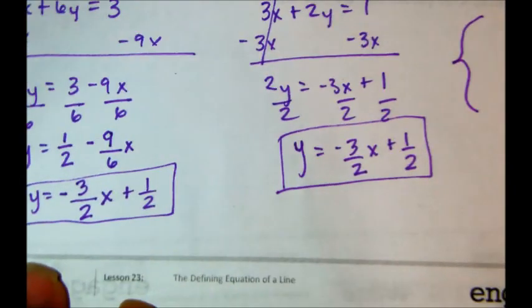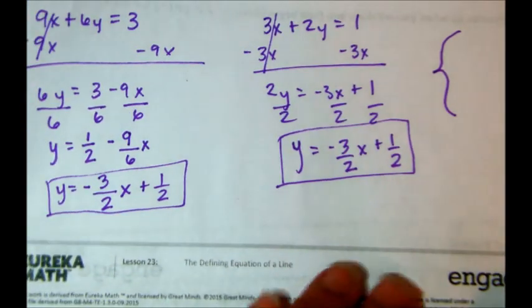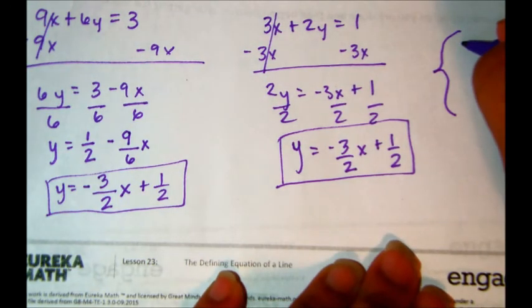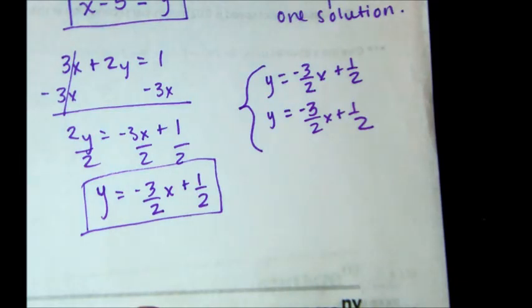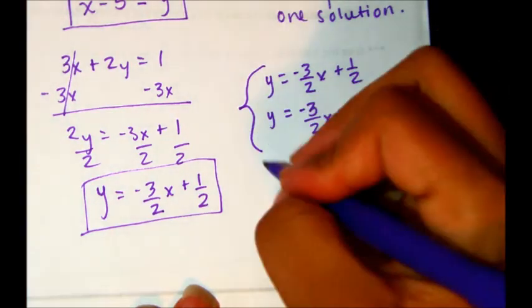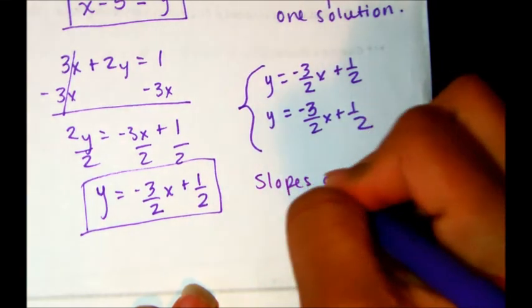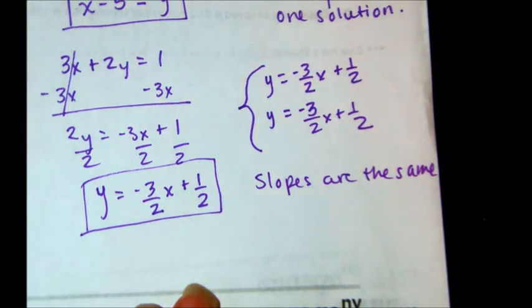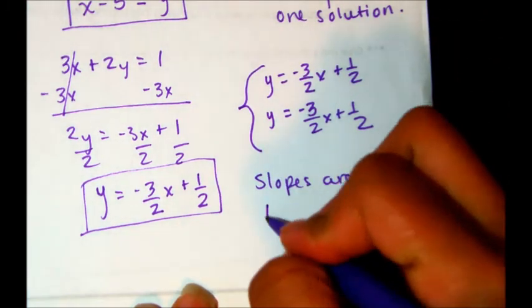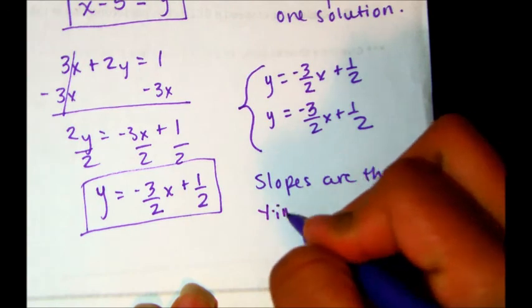All right, so I have converted both of my equations into slope-intercept form. So I'm going to rewrite them like I've done on my problems, stacking them back as a system of linear equations. What do you notice about your slope? I notice that my slopes are the same. What do you notice about your y-intercepts? I notice that my y-intercepts are the same.